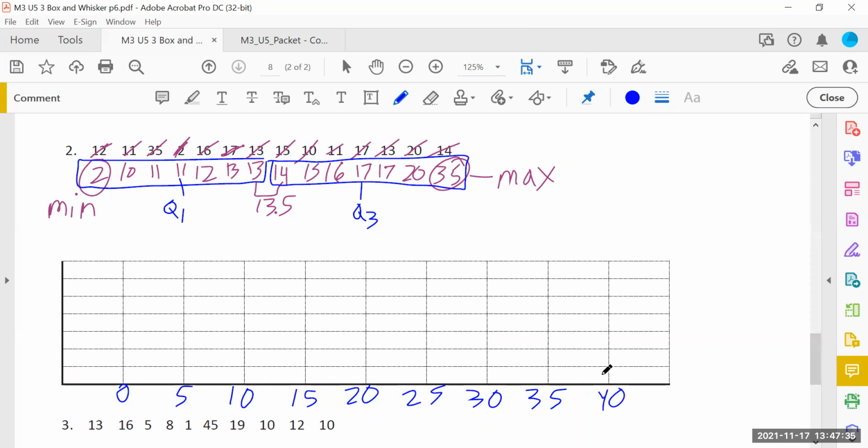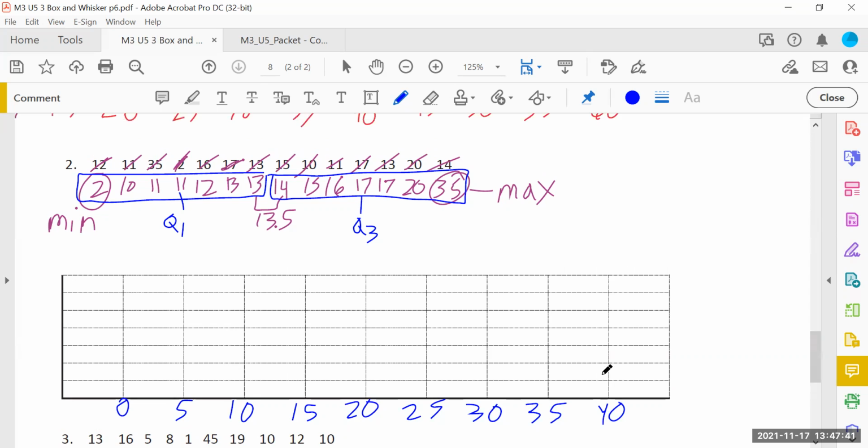You could actually find the IQR right now. You don't have to graph these. We can just say, okay, my IQR is 17 minus 11, Q3 minus Q1. 17 minus 11 is 6. That's my IQR.